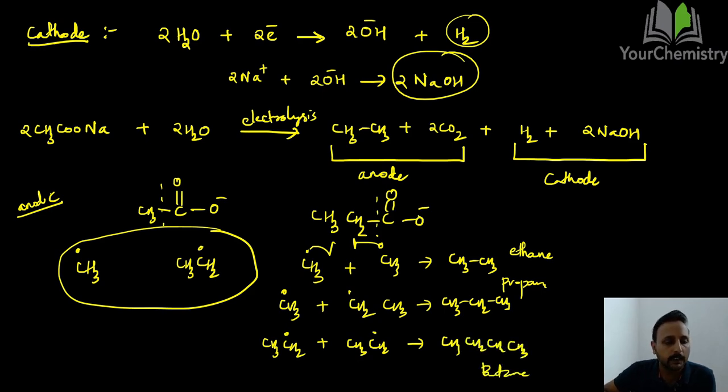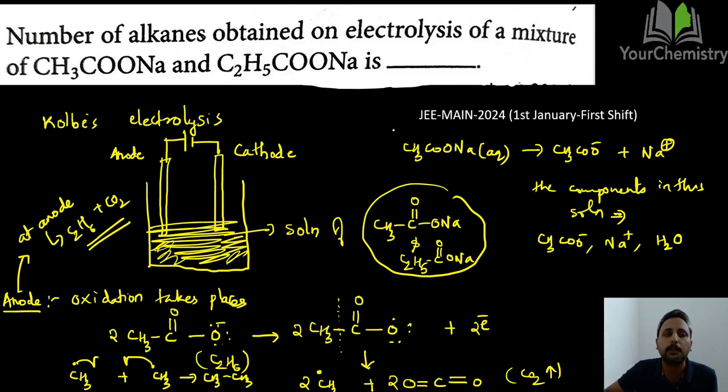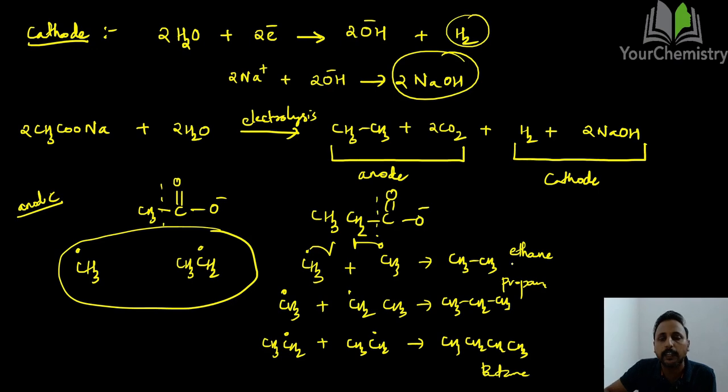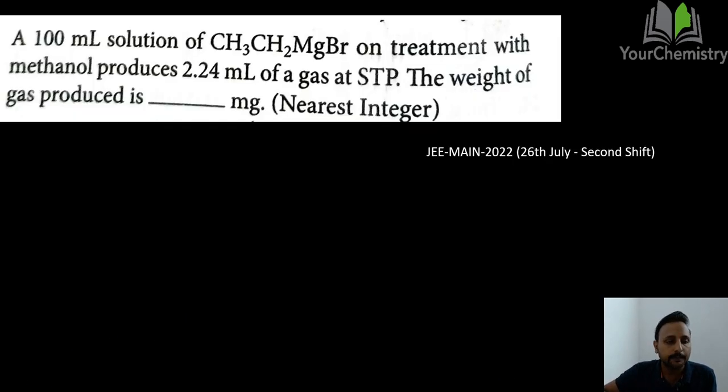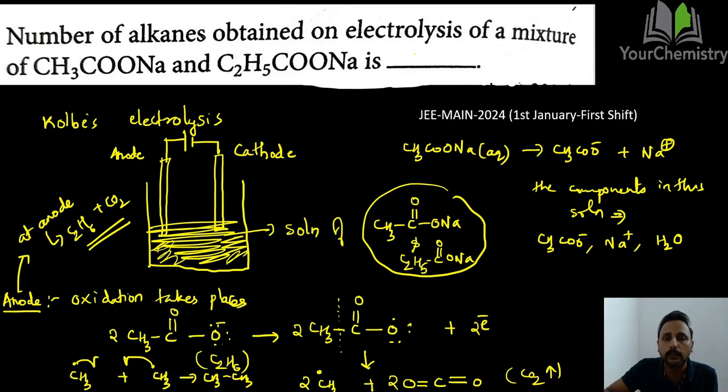So they are simply asking how many alkanes can be obtained. You can see very clearly how many alkanes we got: ethane, propane and butane. So the answer for this question is 3. What is the answer for this question? 3. I hope this is clear. Now let's go to the next question.